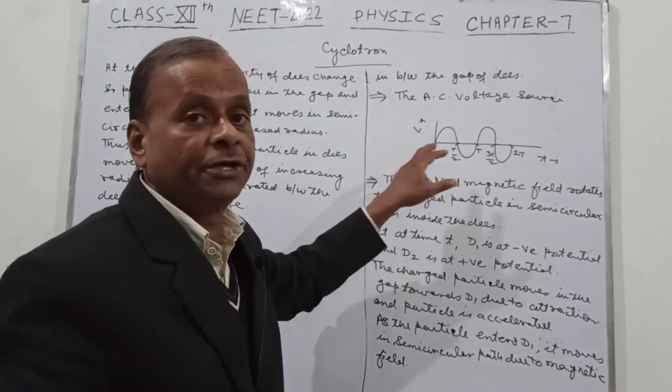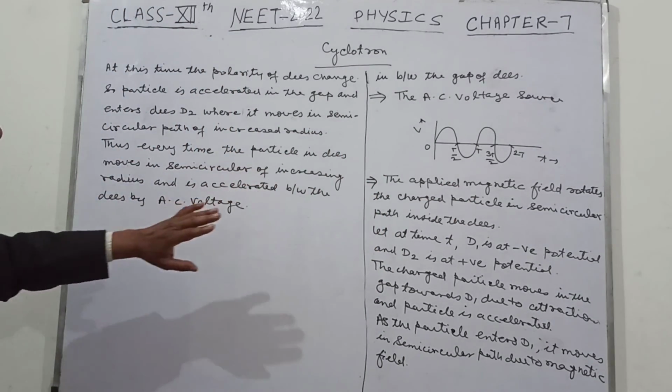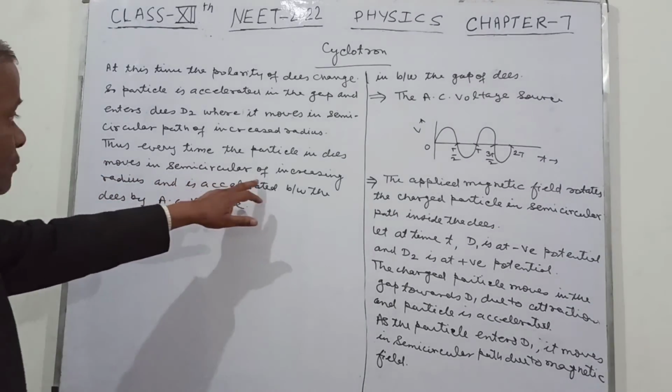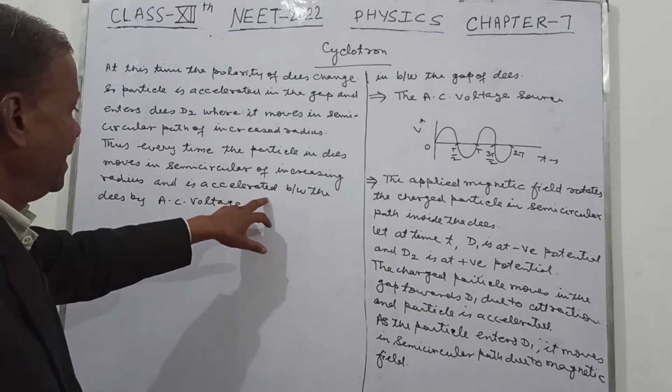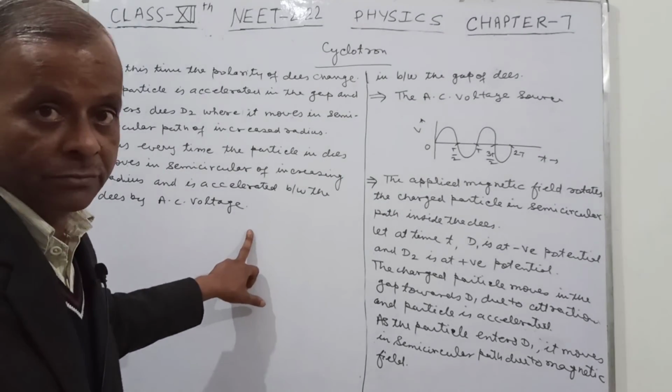So this is what I have written here. Thus every time the particle in D moves in the semicircular path of increasing radius and this is accelerated between the D's by AC source.